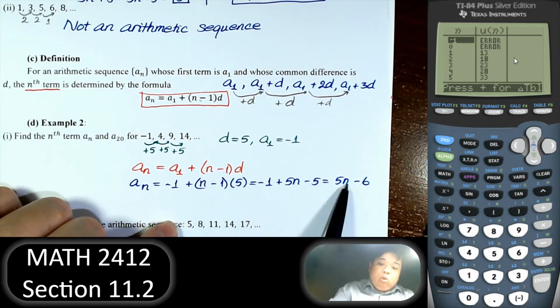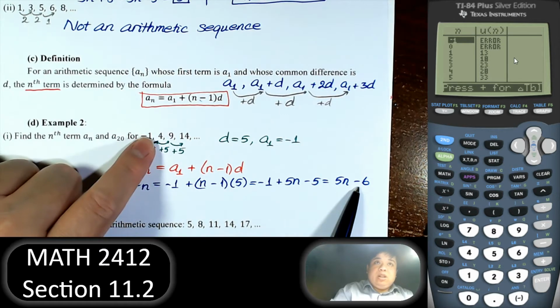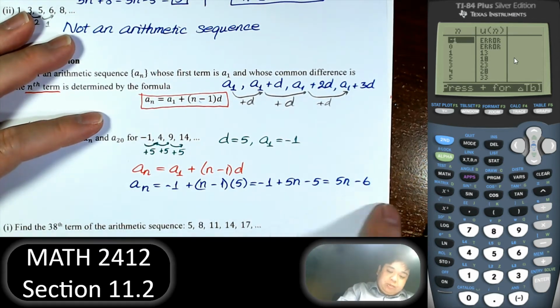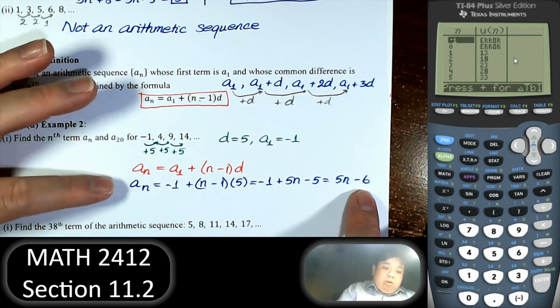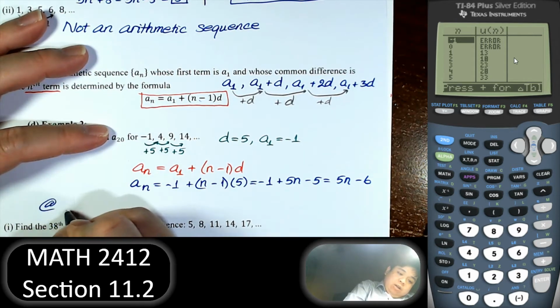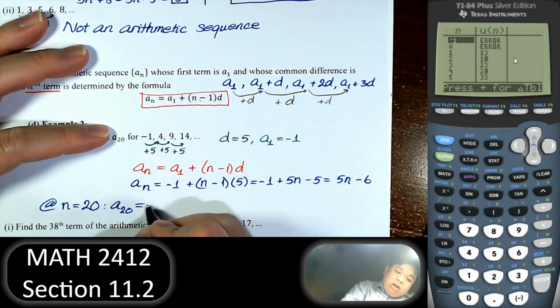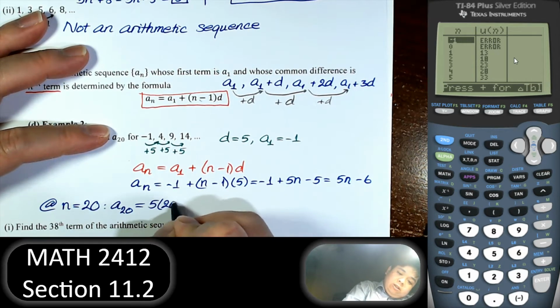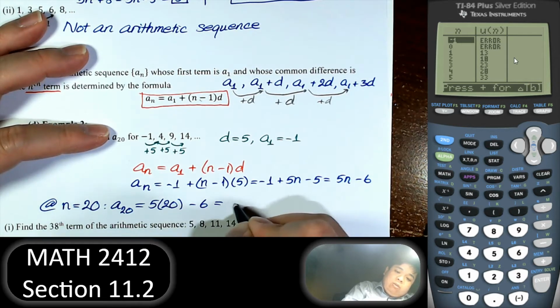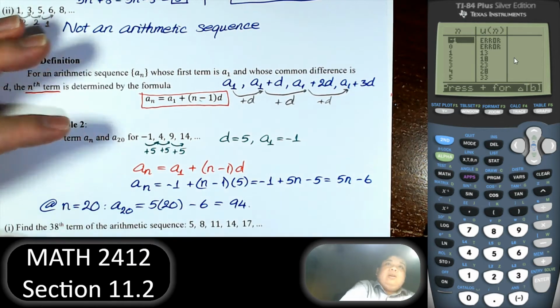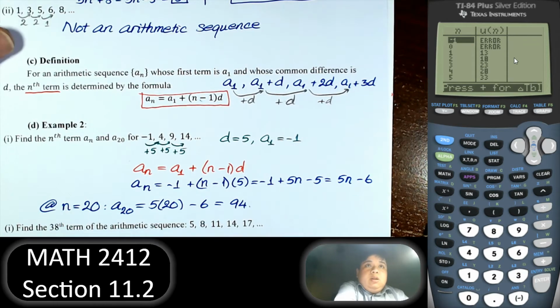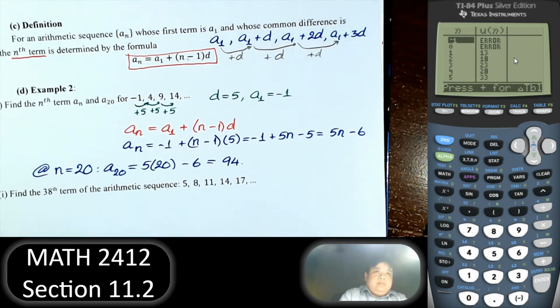So the first time we put 1 in here, we have 5 minus 6, which is -1, which is good. So that is the formula for a sub n. Now at n equal to 20, we have the 20th term by just putting 20 into it. 100 minus 6 is 94. That's simple enough, right?